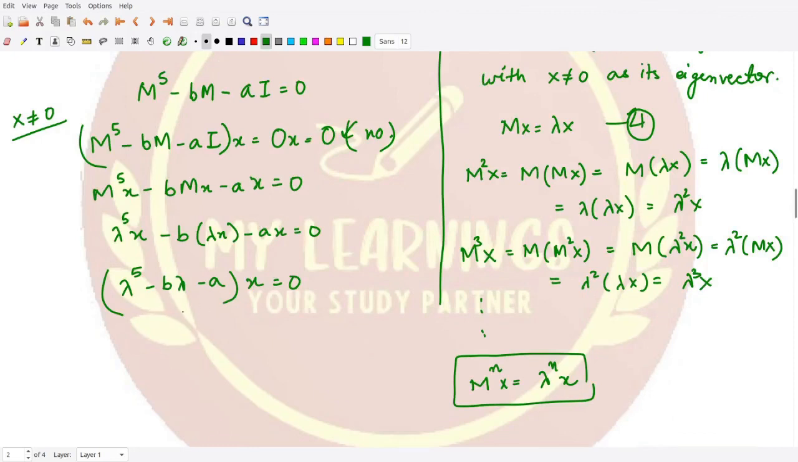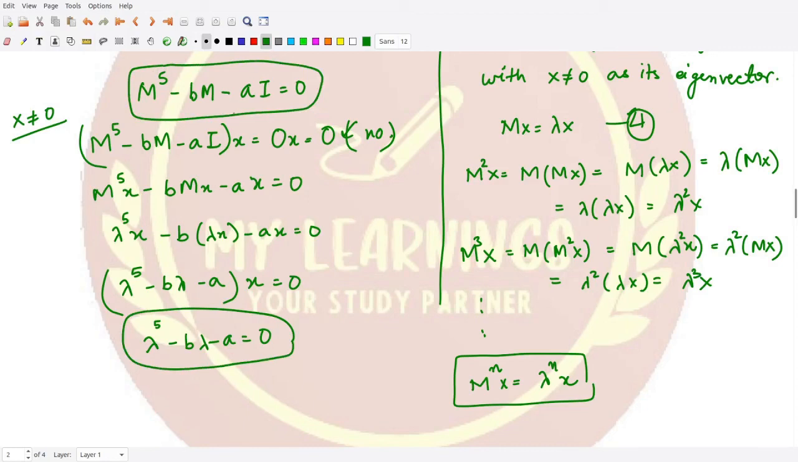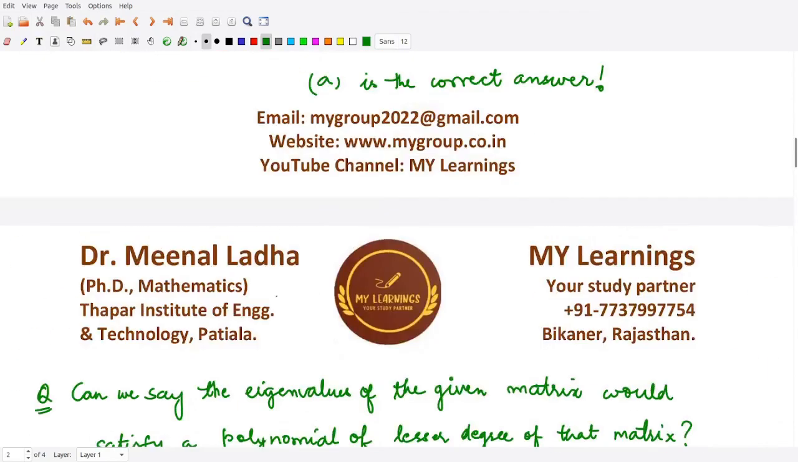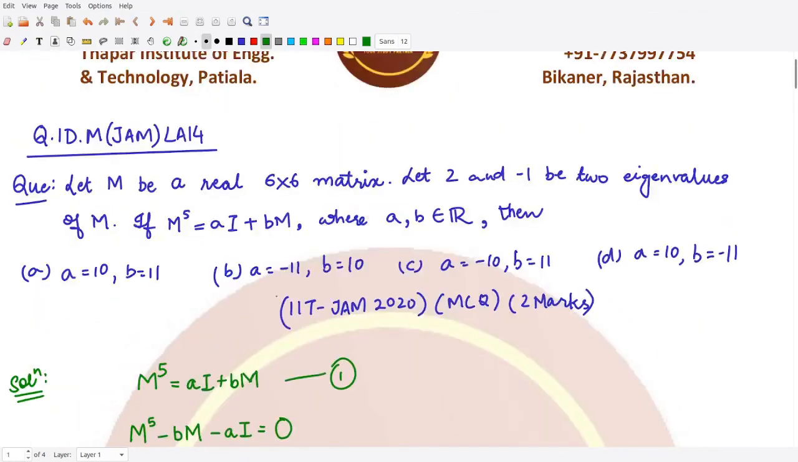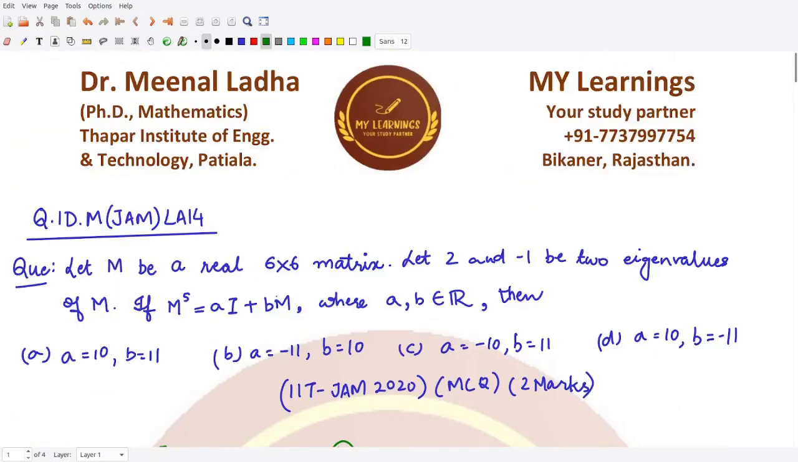In terms of the numbers here, because x is non-zero, this obviously has to be 0. Lambda raised to power 5 minus b lambda minus a has to be 0. So you see, we started from some polynomial in the given matrix of lesser degree than the order of the matrix, and we reached the same polynomial with the matrix replaced with its eigenvalue lambda, with the same expression. So this is why we could just substitute the eigenvalues in the given matrix. I hope you understood the trick behind this question as well as the reason behind it.